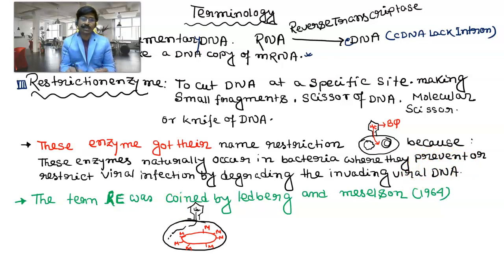Here, this is a bacteriophage, a phage virus, and this is the bacterial cell. The bacteriophage infects the bacteria and creates infection. The term restriction enzyme was coined by Arber and Meselson.